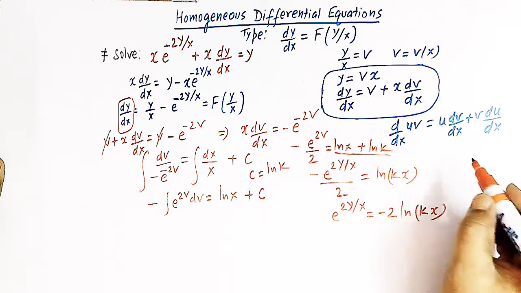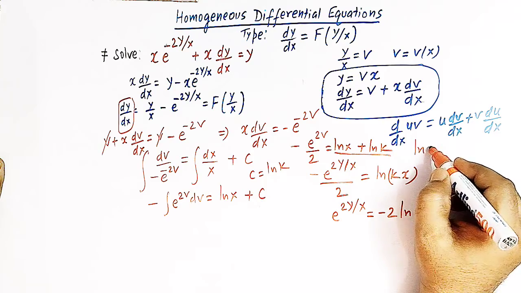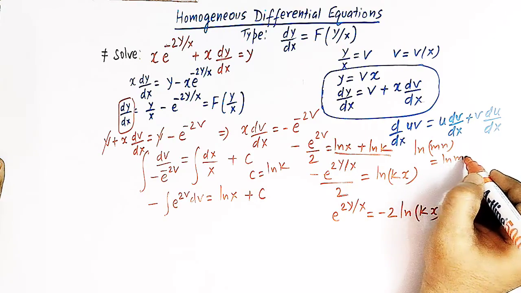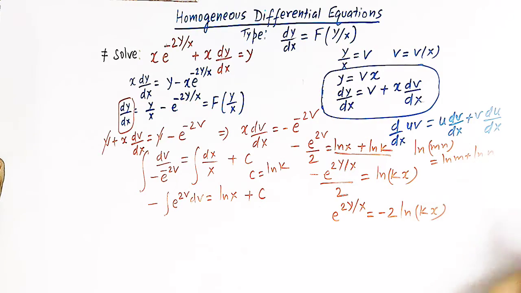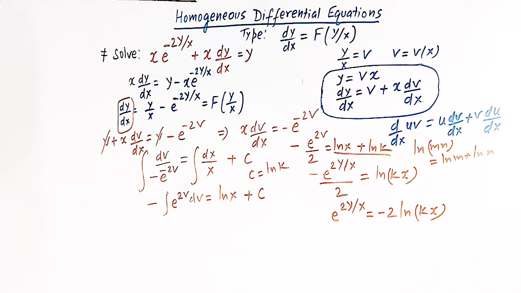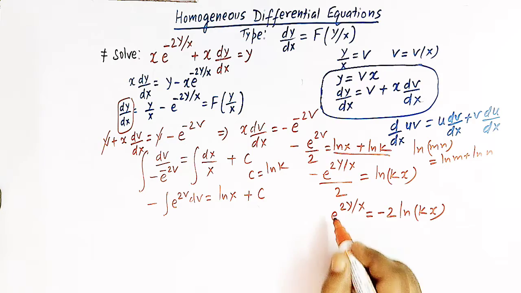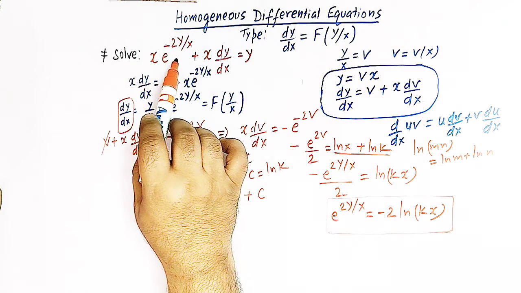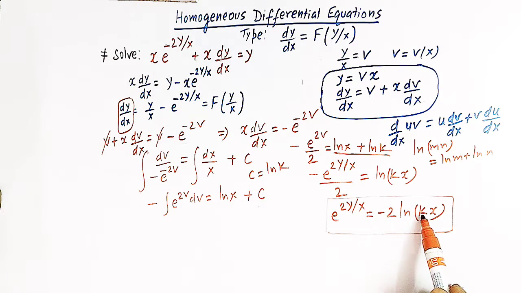And here we have used the property that log of mn is equal to log of m plus log of n. So viewers, this is the general solution of this differential equation containing the constant k, right? So we have e raised to 2y over x is equal to minus 2 times the logarithm of k times x.